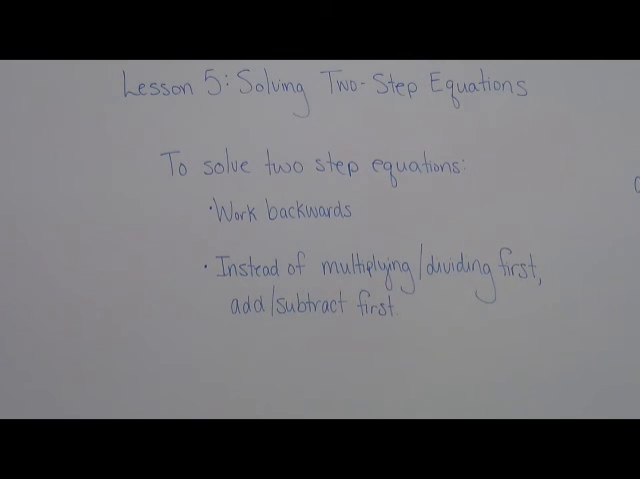As we solve two-step equations, the important thing to remember is that we're going to want to work backwards. Instead of multiplying and dividing first, you're going to add and subtract first. So you want to reverse your mindset on order of operations. When we simplify, we multiply and divide first, then we add and subtract. When we're solving, we add and subtract first, and then we multiply and divide. So there's just a change in mindset there.